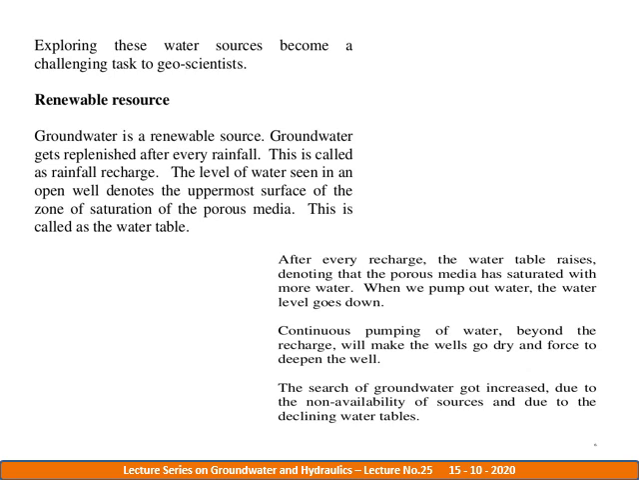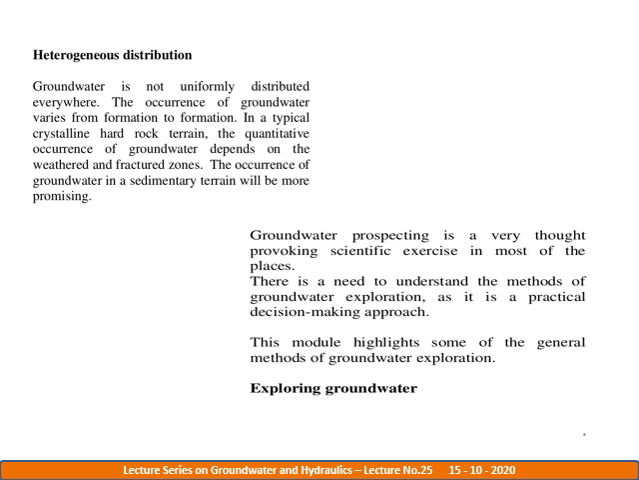And all this we discussed in the previous module, that is the third module, where we compared the drawdown values of each and every borewell in different terrains. Heterogeneous distribution is nothing but groundwater not being uniformly distributed everywhere. The occurrence of groundwater varies from formation to formation. In typical crystalline hard rock terrain, the quantitative occurrence of groundwater depends on the weathered and fracture zone. The occurrence of groundwater in a sedimentary terrain is more promising.